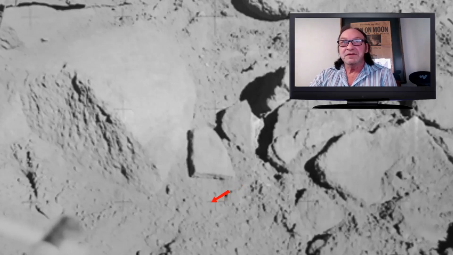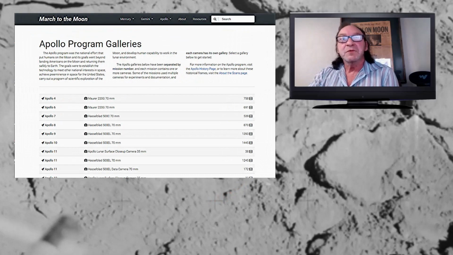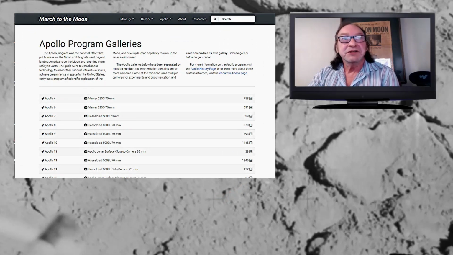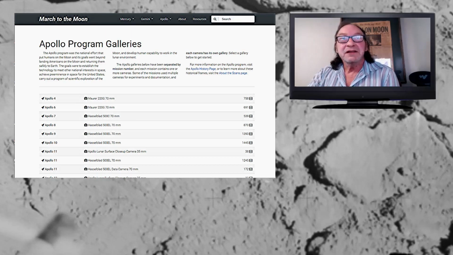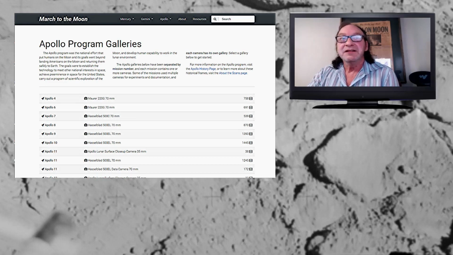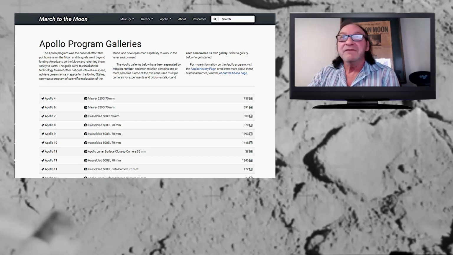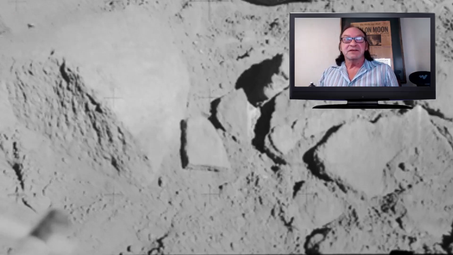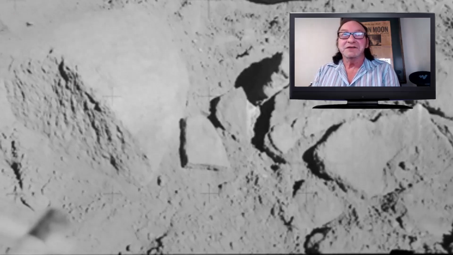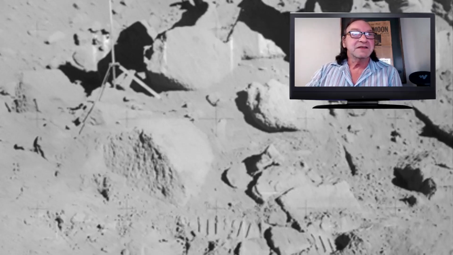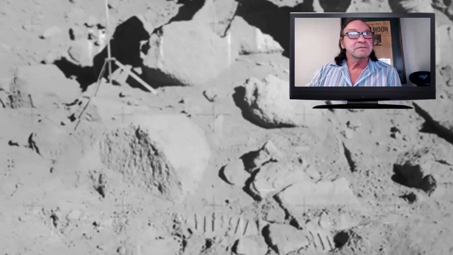So there's no possible way that these images that have been produced by March to the Moon are accurate in any way, shape, or form. They have been altered, and this is one example of that being done. If they were actually on the magazine, the image would be there undisturbed, and then the footprint would appear after. And this is not the case in this photograph.